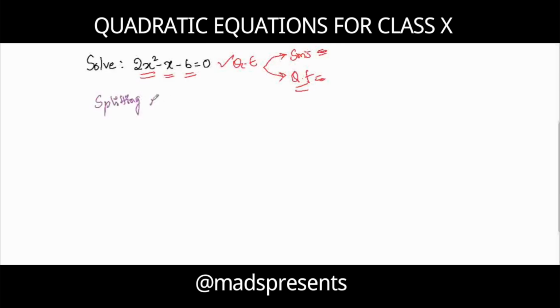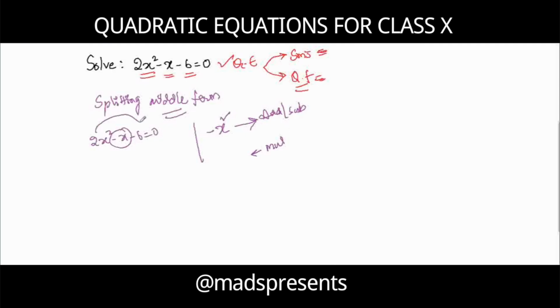Splitting middle term: if you know the factors, by seeing the middle term only we can crack the question. So here 2x square minus x minus 6 is equal to 0. Clearly minus x is the middle term, so we have to split minus x. Those numbers, if you add or subtract, you must get minus x. The same numbers, if you multiply, you must get the product of the extreme terms. Here 2x square is there, and minus 6. So 2 into minus 6 is minus 12, so you must get minus 12x square.